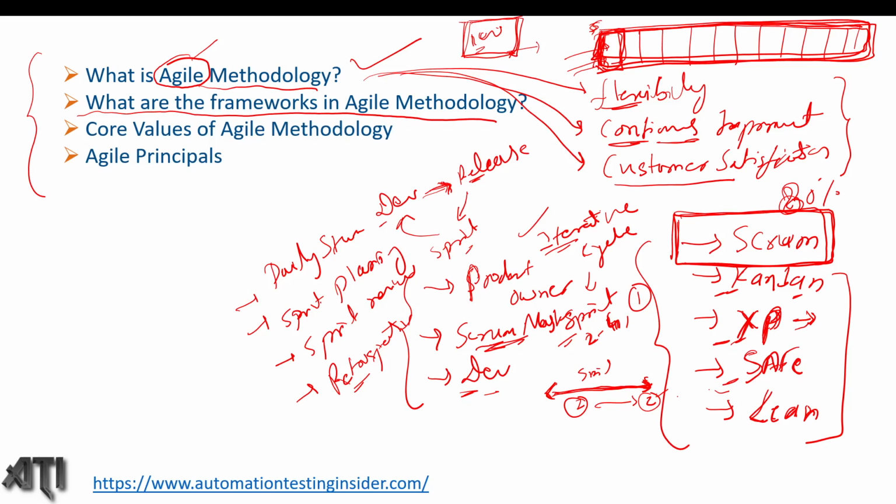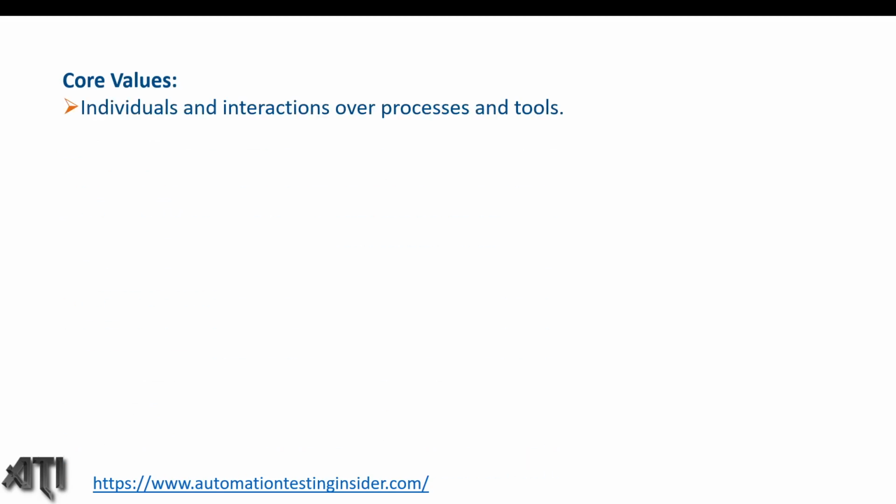So these are the different concepts about Scrum, right? And let's talk about the core values we have in Agile methodology and the Agile principles. We'll discuss in coming slides. So what are the core values we have in Agile methodology? And one more thing I forgot.